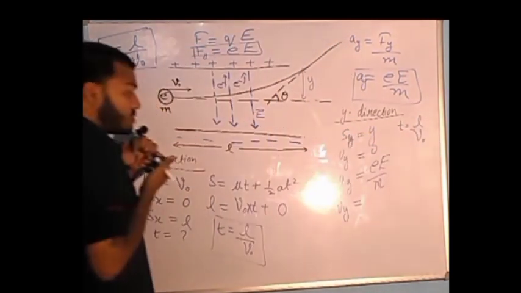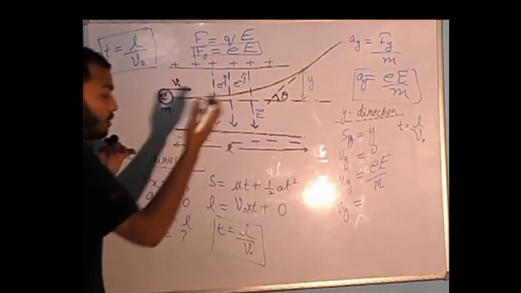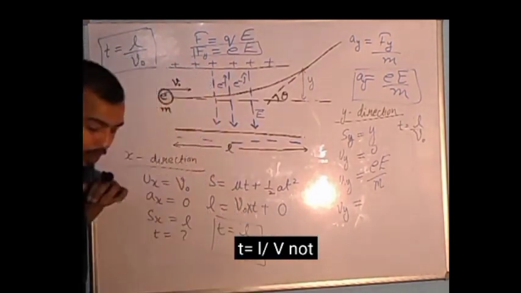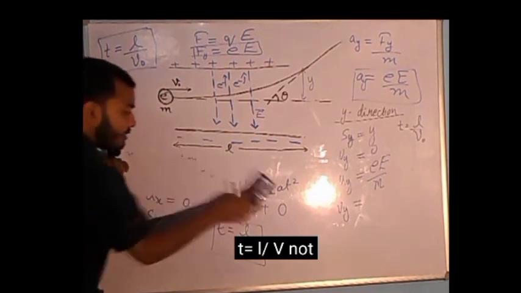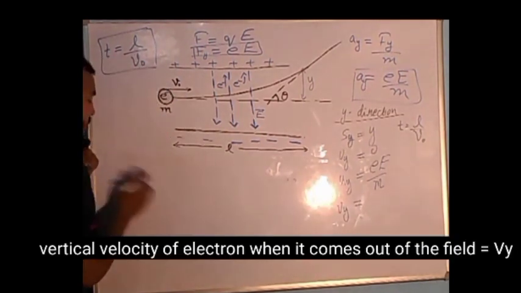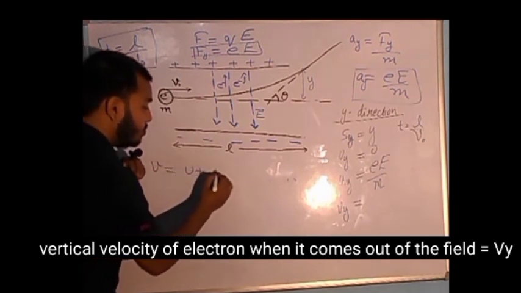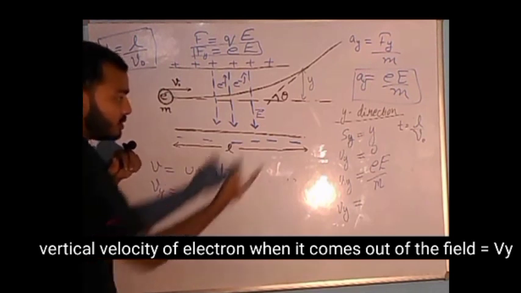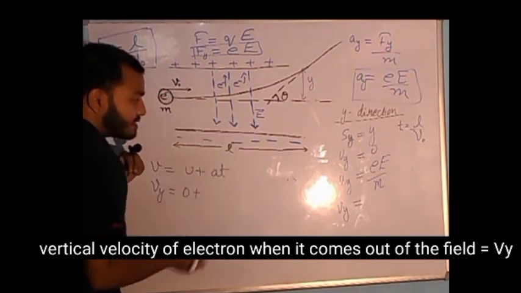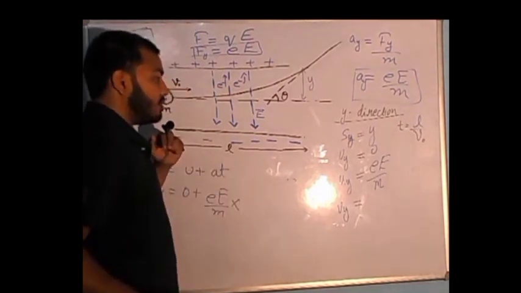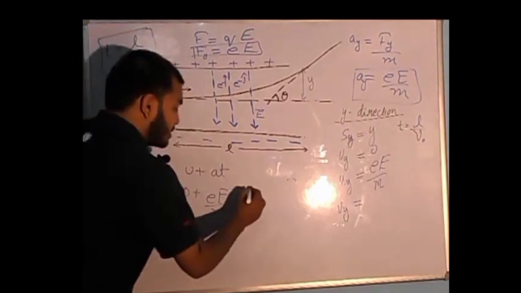Now I need to calculate the vertical velocity of the electron when it emerges out of the field. I need to calculate this Vy. Using the equation of motion, V is equal to U plus AT. Now V in the y direction is equal to the initial velocity in the y direction, that is 0, plus the acceleration in the y direction, E by m, multiplied by the time. What is the time? It is L divided by V naught.